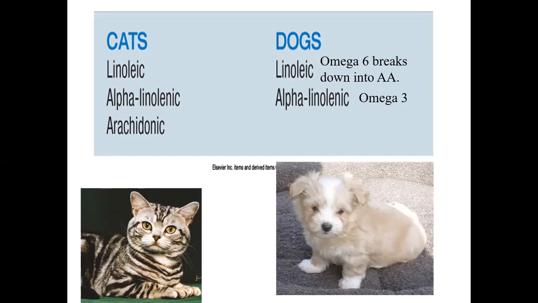So these are the essentials, basically? These are essential. I have to have all three of these in the diet of the cat. I only have to have these two in the diet of the dog, because omega-6 converts into arachidonic. He already has it, so he makes it for himself. I don't need to put it in his food because he's making it for himself.